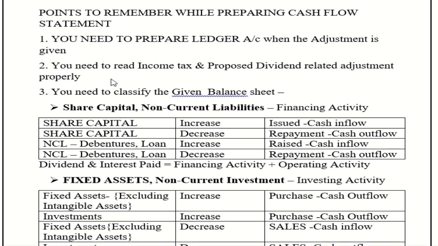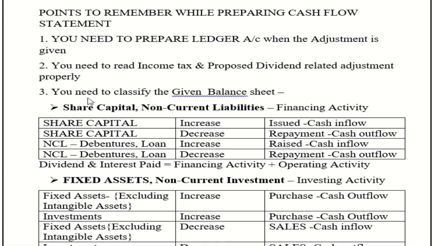My dear students, you should always treat provision for tax and proposed dividend as a non-current liability while preparing a cash flow statement or a fund flow statement. And another thing, whether income tax paid or provision for taxation is provided in the adjustments, you have to read properly. Like this, for proposed dividend also, whether proposed dividend or dividend paid is given. We'll see while doing these problems.